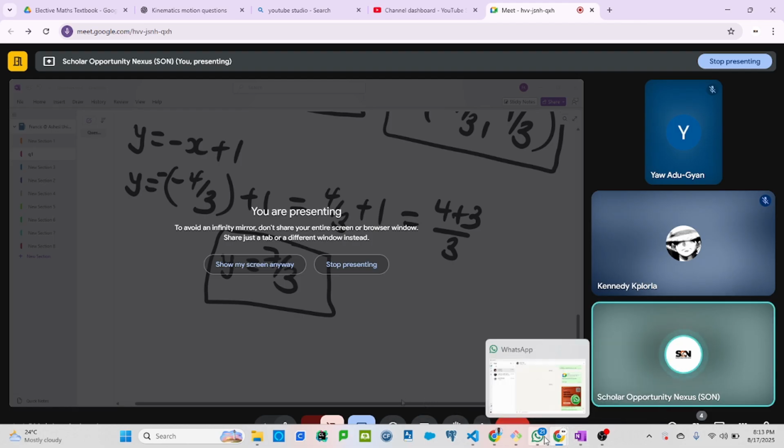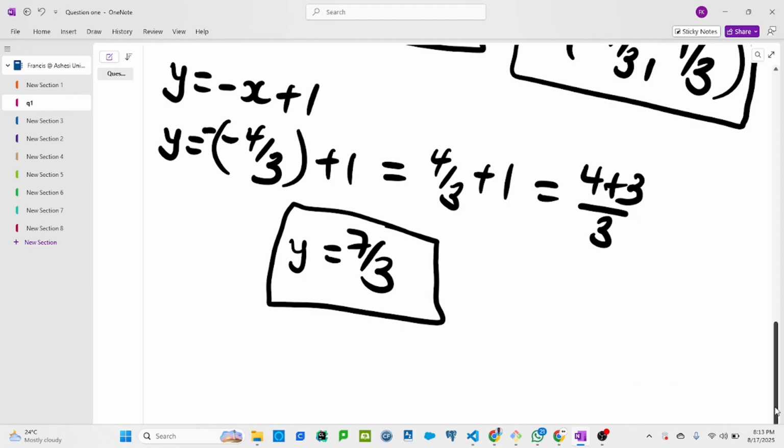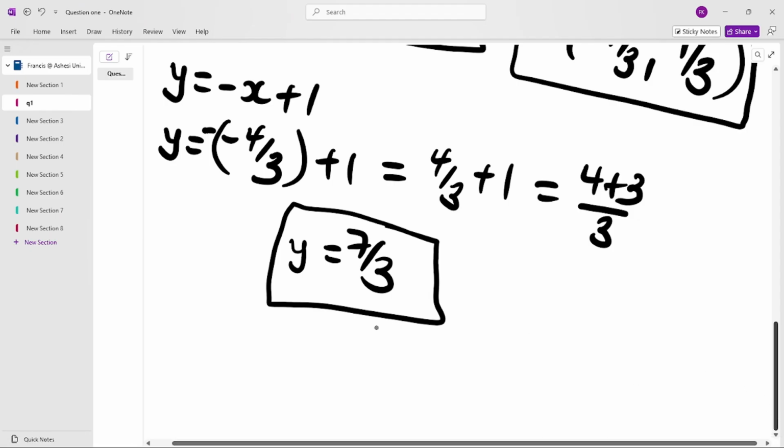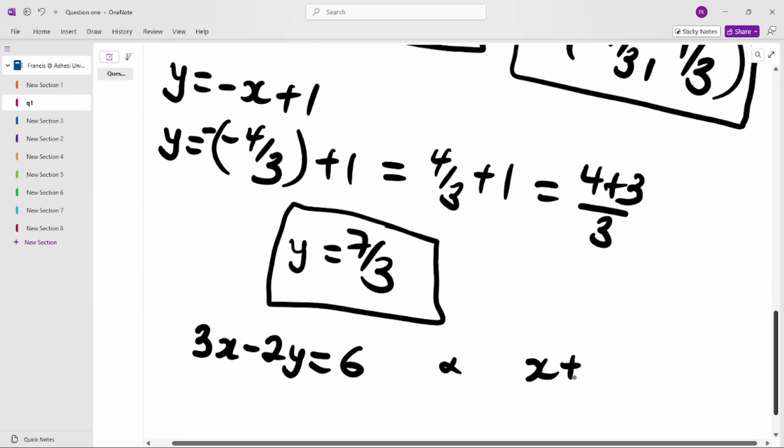Let me take another equation. Maybe you can try to solve it alongside to see if we'll get the same thing, if you really understand. But if you don't, this equation is for me. By all means, I'll give you questions to solve. I have a lot of them here. So I have 3x minus 2y equals 6. And the second equation is x plus y equals 4.